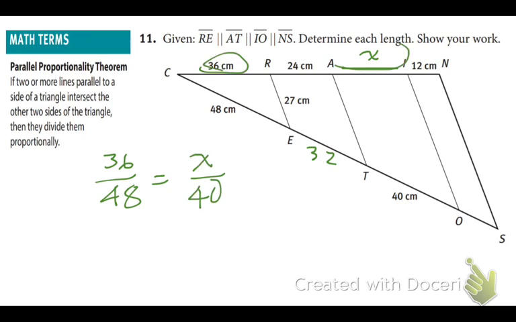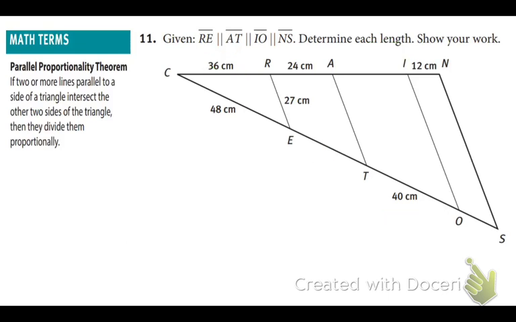Notice that 36 and X are from the top part of the diagram, and 48 and 40 are the corresponding parts on the bottom part of the diagram. So then we're going to cross multiply and solve that one. So hit the pause button and give that a shot. And after you cross multiply and divide, hopefully you got X equals 30 there. So now I'm going to add that to the diagram.